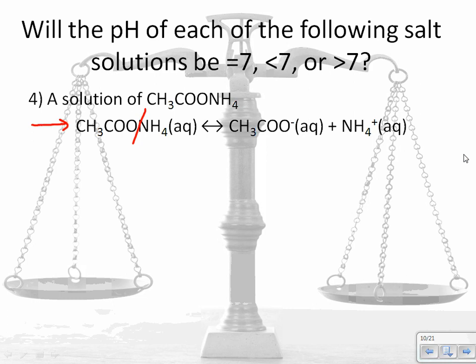Then look at each ion and determine, will it undergo hydrolysis? So let's look at the first one, CH3COO-. Its conjugate acid is CH3COOH. That is a weak acid. So this one will undergo hydrolysis.